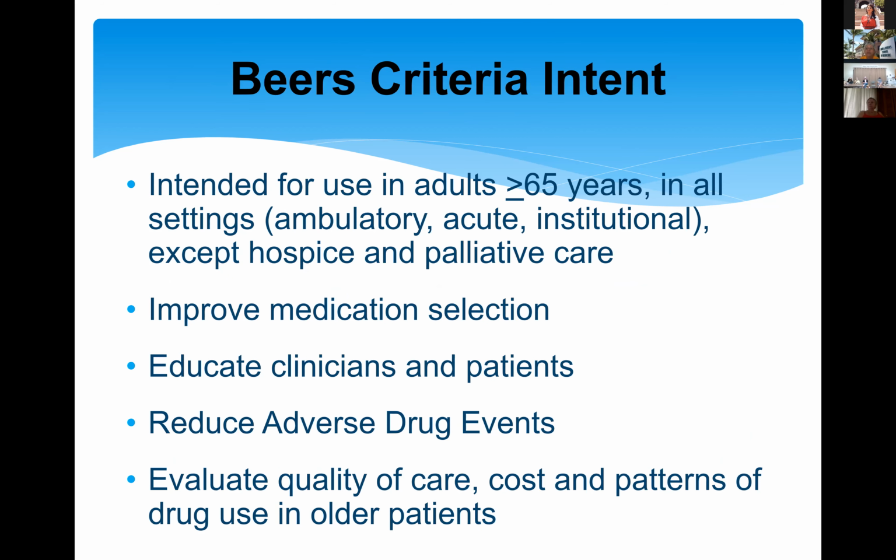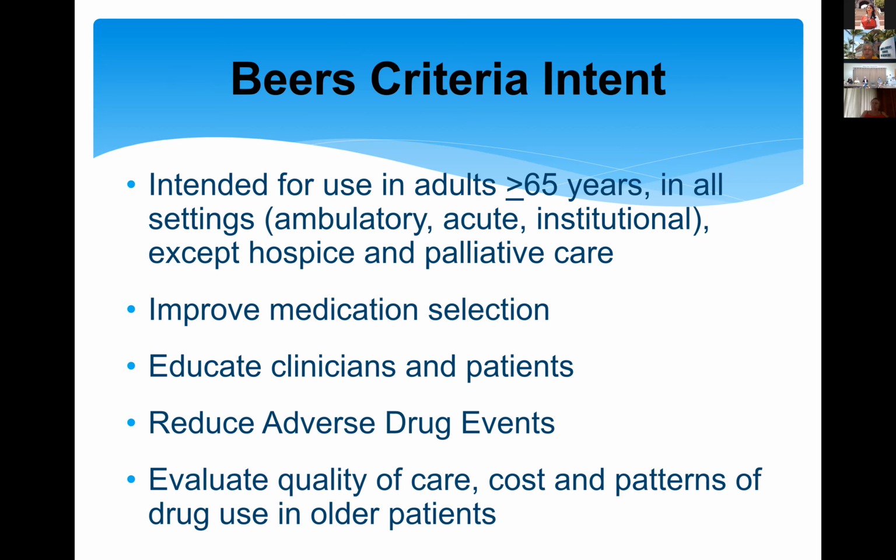The intent of these Beers criteria is for use in adults over the age of 65 in all settings, in the clinic, in the hospital, in the nursing home, but not intended for use for hospice and palliative care patients. Because especially for patients in hospice or even those receiving palliative care, the goal is really comfort. And sometimes we use these medications that we know may have certain effects because really the goal is to keep that patient as comfortable as possible.